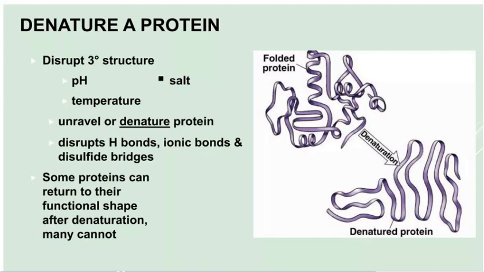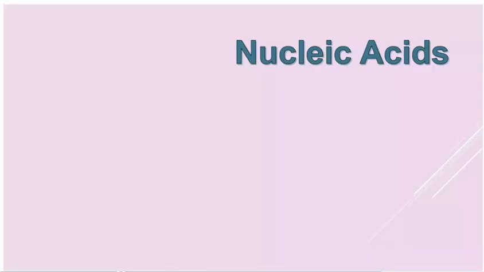So to denature a protein, disrupt the tertiary structure: pH, salt, temperature can unravel or denature the protein, disrupting hydrogen bonds, ionic bonds and disulfide bridges. Some proteins can return to their functional shape after denaturation, many cannot.